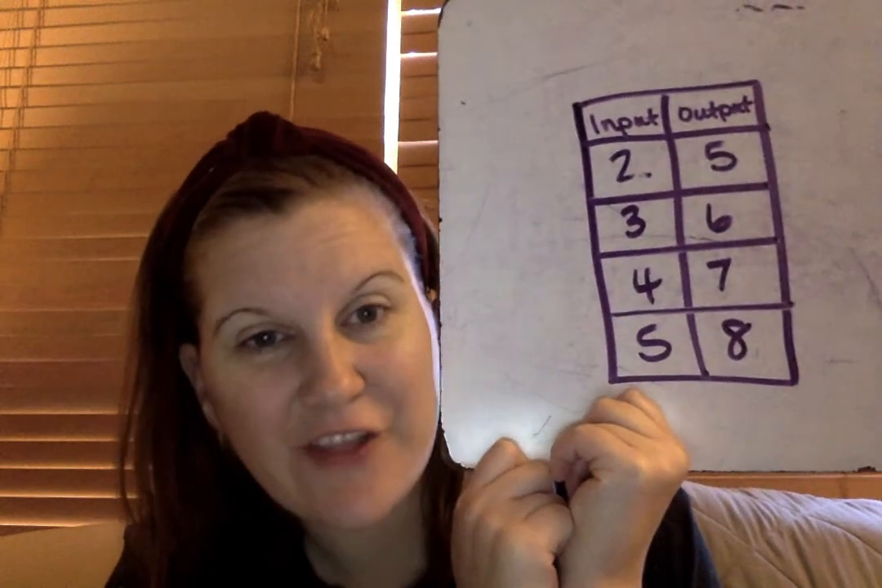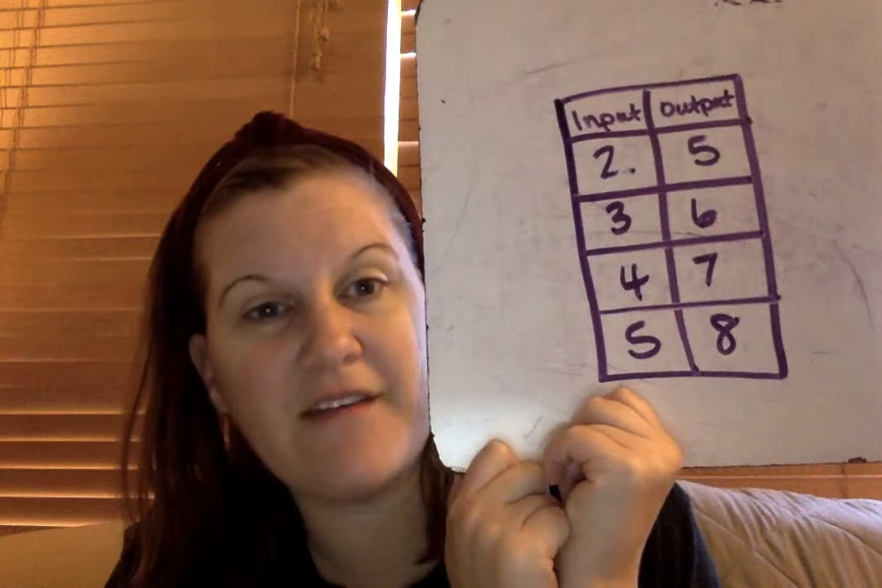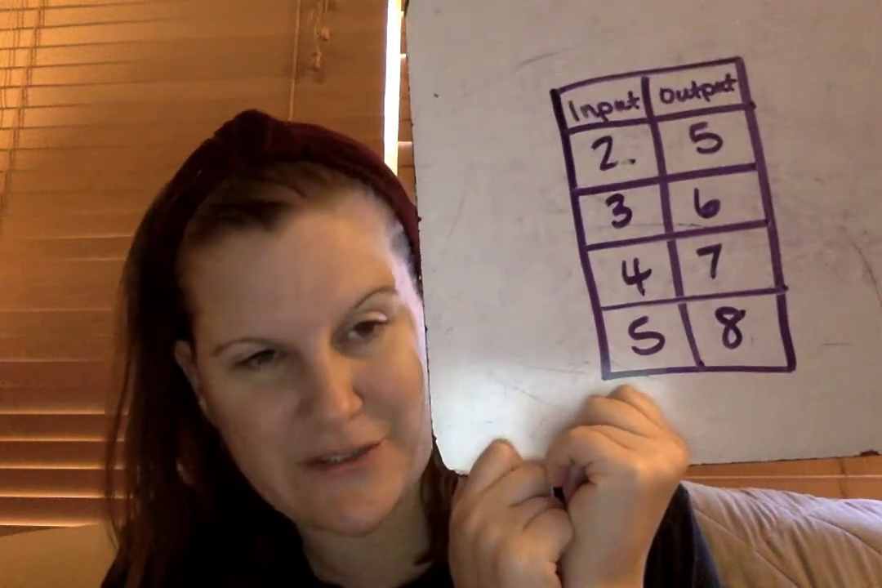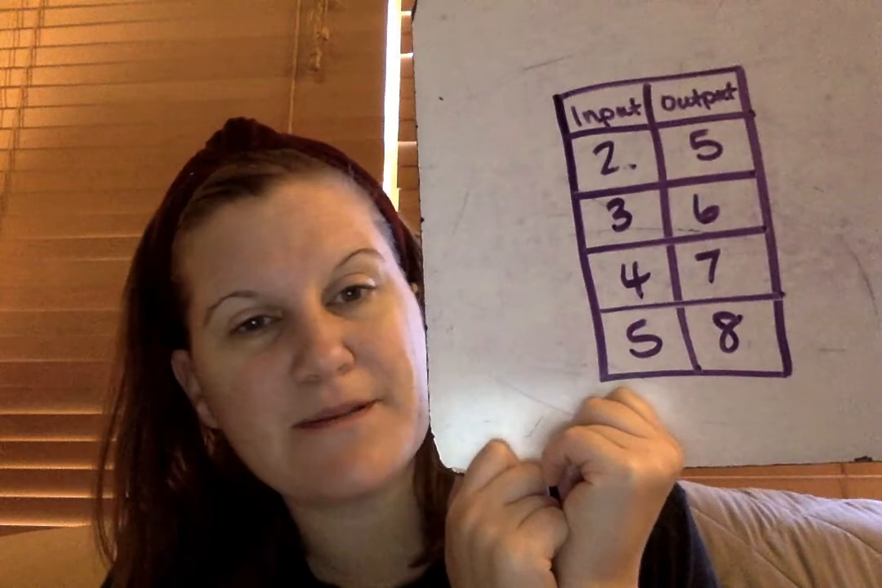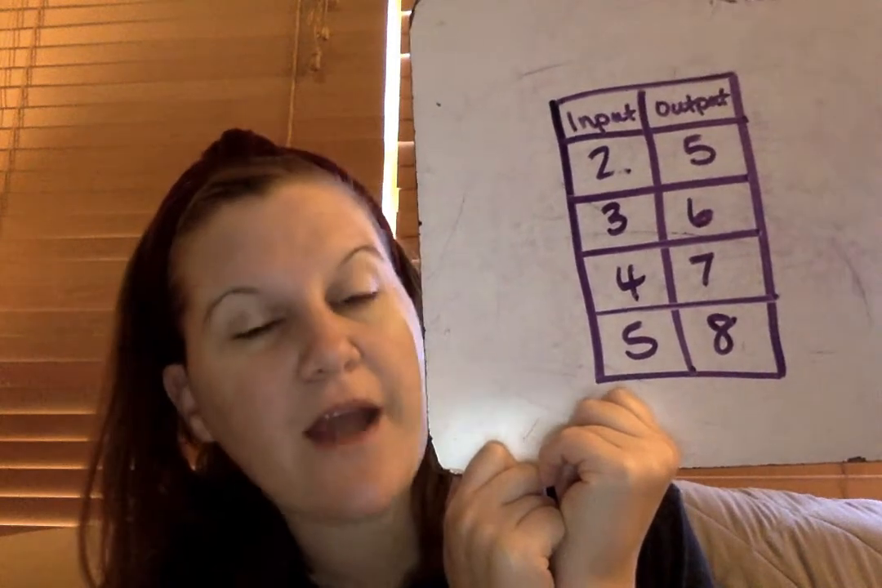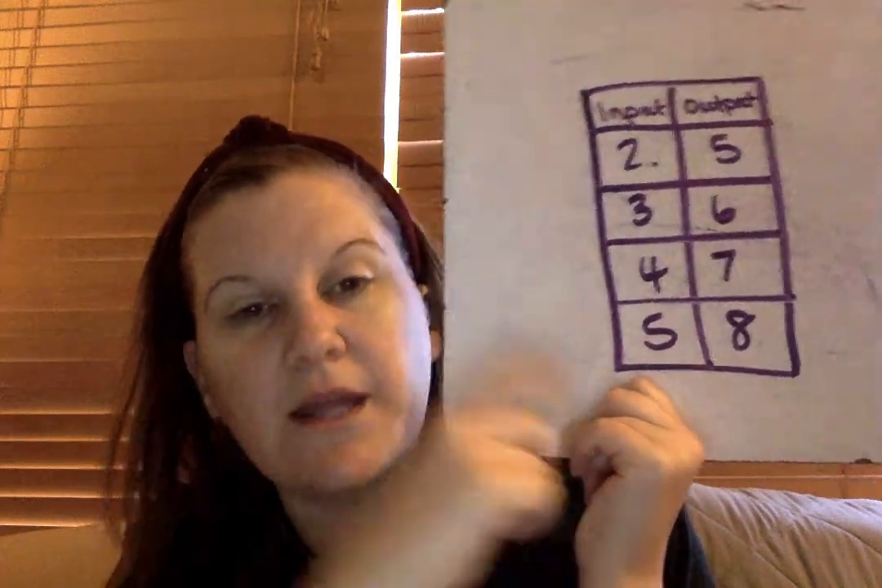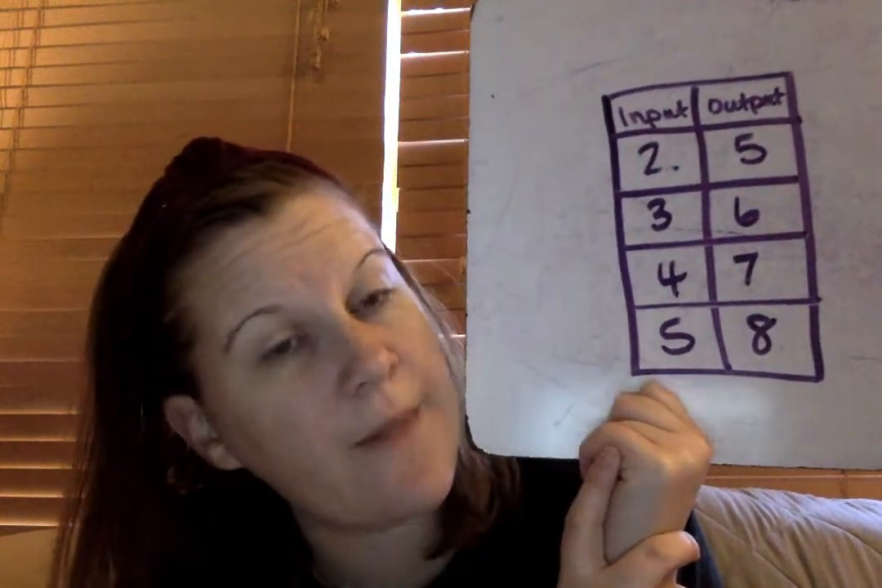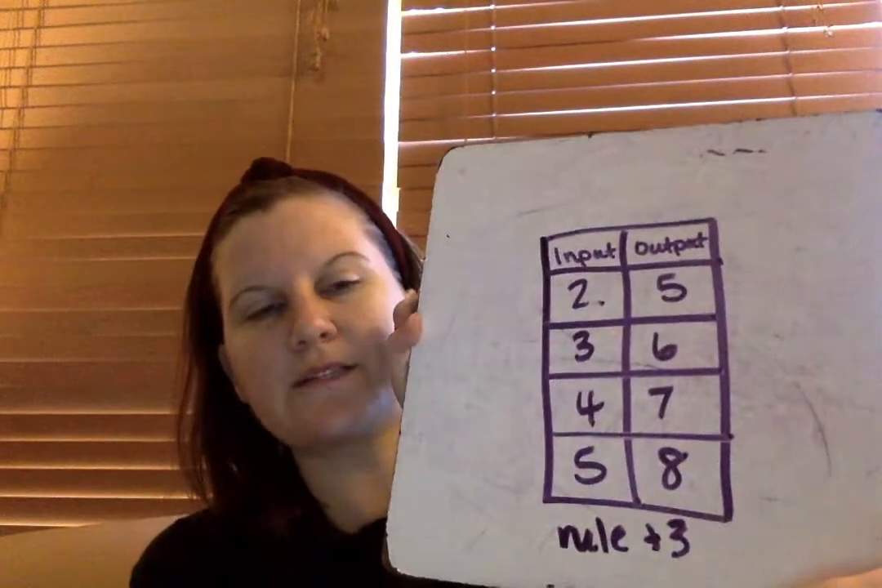We're adding 3. 2 plus 3 is 5. 3 plus 3 is a sum of 6. 4 plus 3 is a sum of 7. And 5 plus 3 is a sum of 8. Here's where you have to know your addition fluently without fingers, toes, calculator. Gotta know it. So my rule for this one would be plus 3. The rule is plus 3.